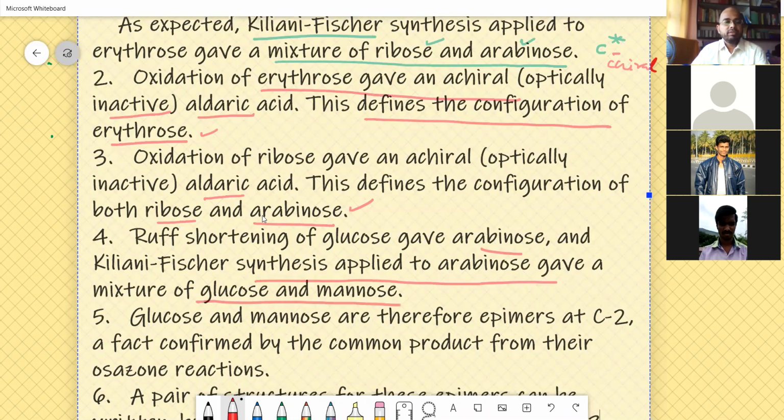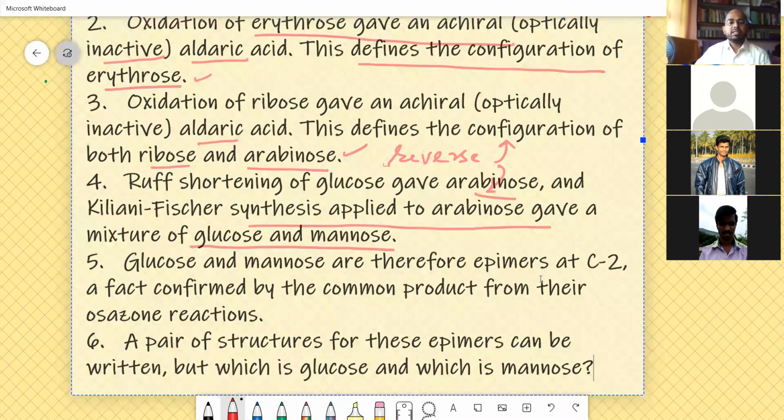glucose and mannose. Fourth point, this is a reverse reaction. In chemistry, we always have to establish by means of going forward and backward. If you go backward and you don't get back those products, then your structure is wrong and your configuration is not properly established. Glucose and mannose are therefore epimers at C2.